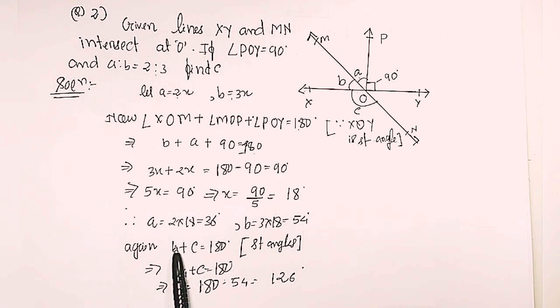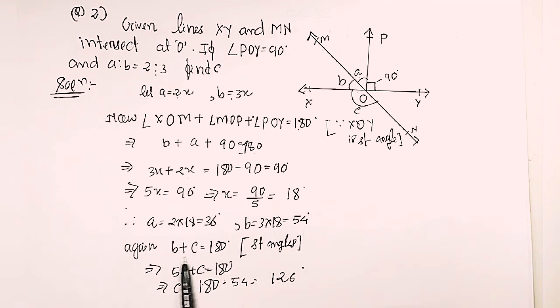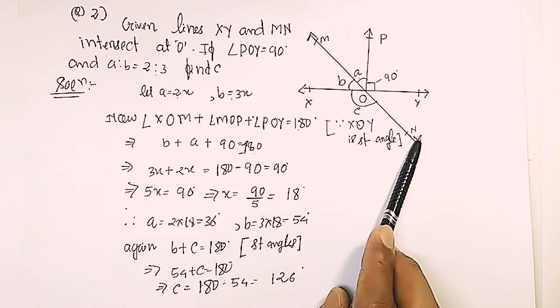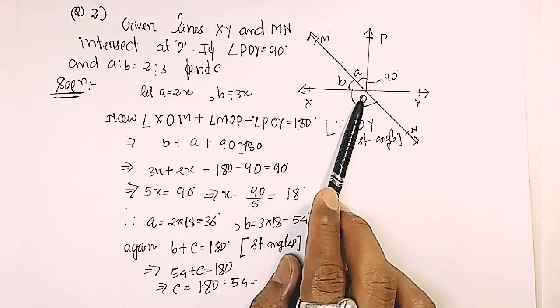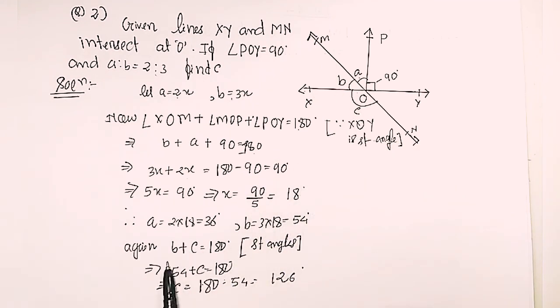So B is 54. So 54 plus C is 180 degrees. From here C equals 180 minus 54, 126 degrees. So C equals how much? 126 degrees. So don't confuse the step B plus C is 180 degrees. B plus C means angle MON. MON is a straight angle. So B plus C should be 180 degrees because MON is a straight angle. So B is 54, plus C is 180 degrees, implies C equals 126 degrees.